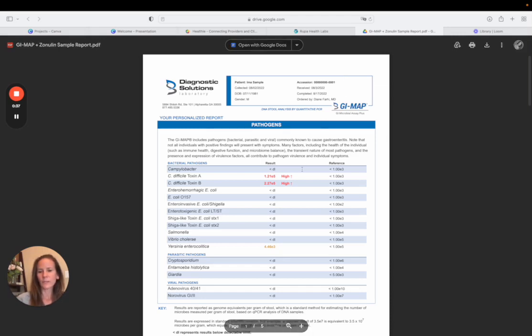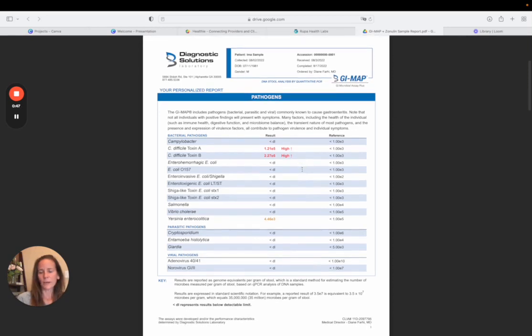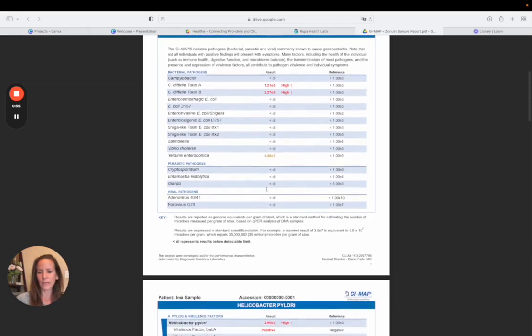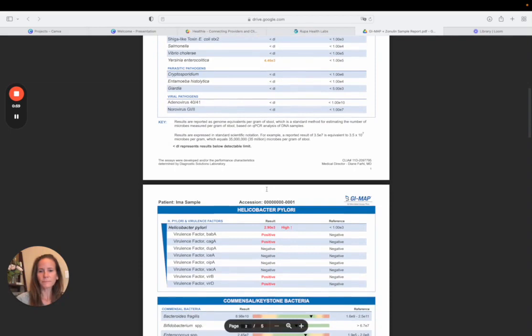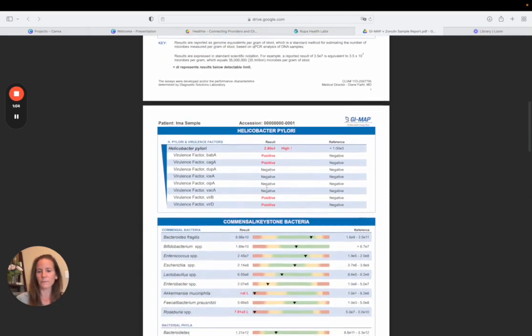The first thing we look at is bacterial pathogens. So we want to know, are there any bugs in there causing something like gastroenteritis? And it'll show us, for example, C. diff, which is a common one that is really unfriendly. And we want to know, are those in the digestive tract? Also looking at parasites and viral pathogens. Those kinds of things cause more acute symptoms versus long term.